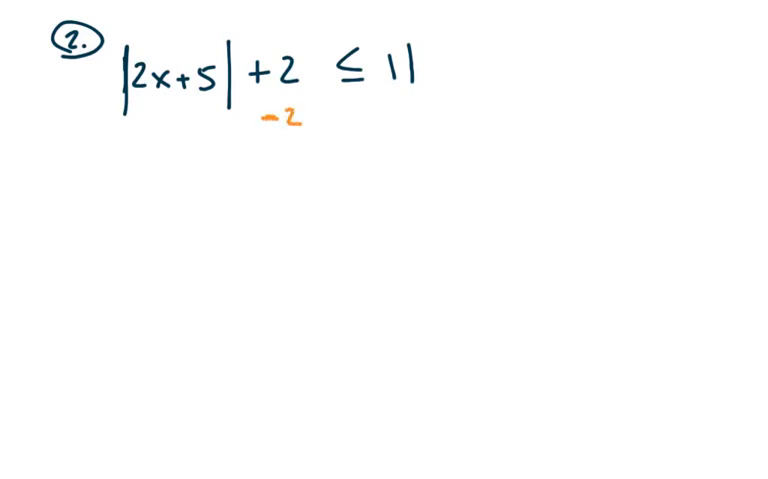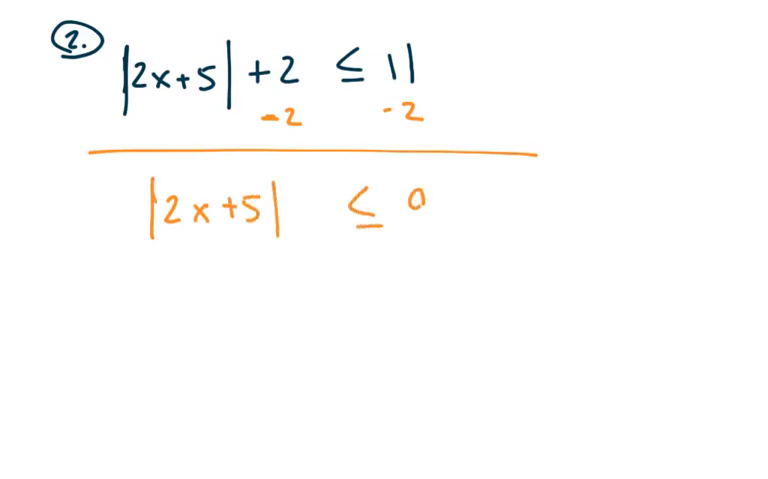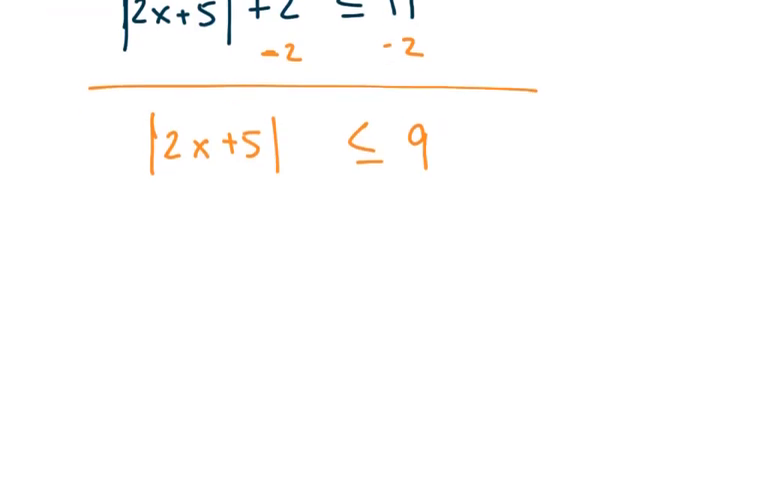So again, you want to get the absolute value by itself. So I'm going to subtract 2. I'm going to get the absolute value of 2x plus 5 is less than or equal to 9. We consider our two cases.